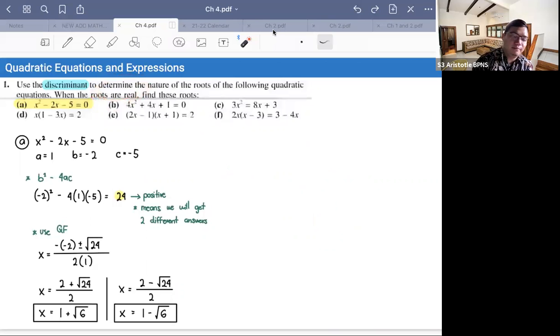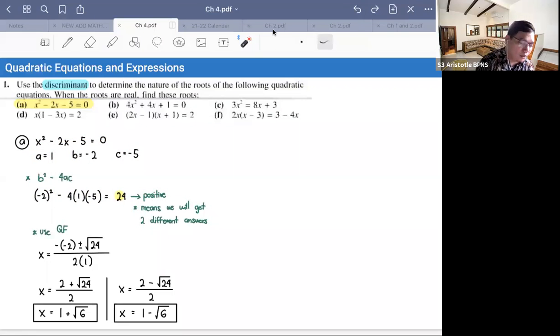Okay, so let me do letter A, and then later you'll do two questions. So on letter A, we are given x squared minus 2x minus 5 equals 0. So to use the discriminant, we should identify a, b, c first, right? So a is 1, b is negative 2, c is negative 5. So using the discriminant b squared minus 4ac, substitute everything here. Okay, so we have negative 2 squared minus 4 times a, times c is negative 5. My answer is positive 24. Again, if my answer is positive, I will get two different answers or two different roots.